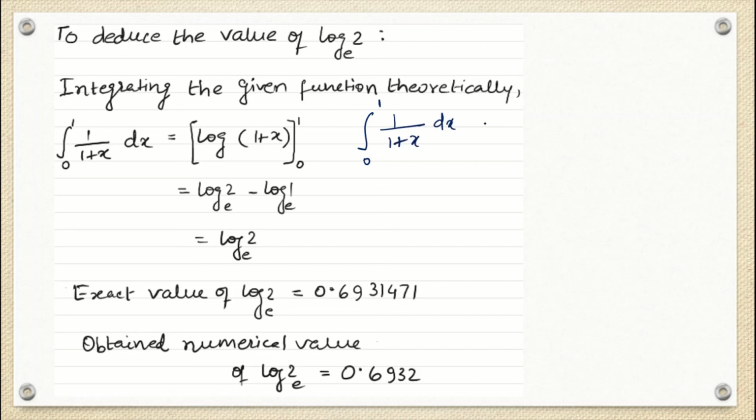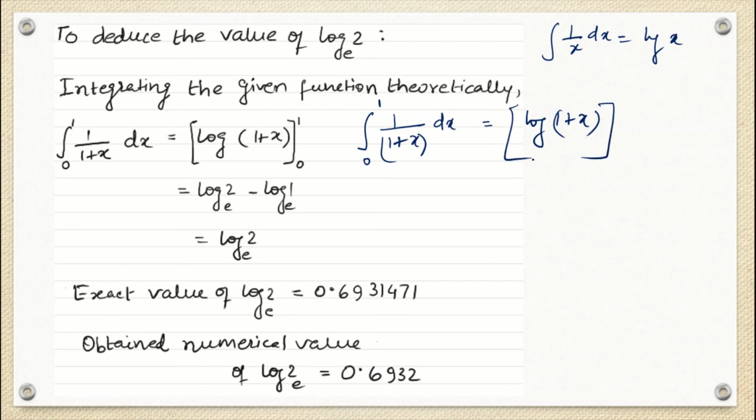Fine. So for that, we know this is the formula. Integration of 1 by 1 plus x is nothing but log 1 plus x, since integration of 1 by x dx is log x. So here you are going to get log 1 plus x, and this is with limits between 0 to 1. First we will be putting the higher value, and then with subtraction we are going to put the lower value. We replace x with the higher value, then replace x with the lower limit. Fine. Log 2 minus log 1. You know that log 1 is 0. So this is your log 2.